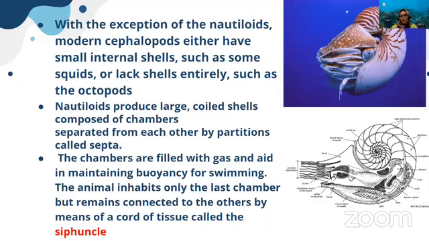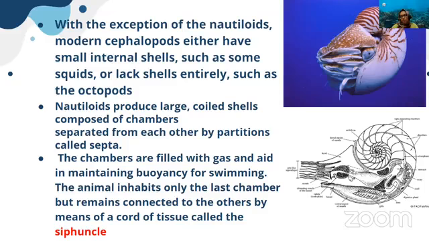Here you can see it has a very big coiled shell. This is the earliest shell part, and this is how they develop. When the shell grows, the body is pushed towards the last chamber. So here the animal inhabits only the last chamber.